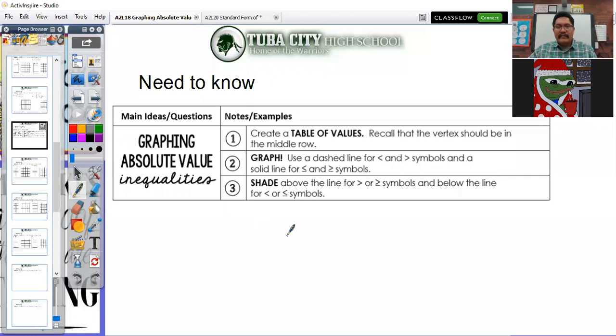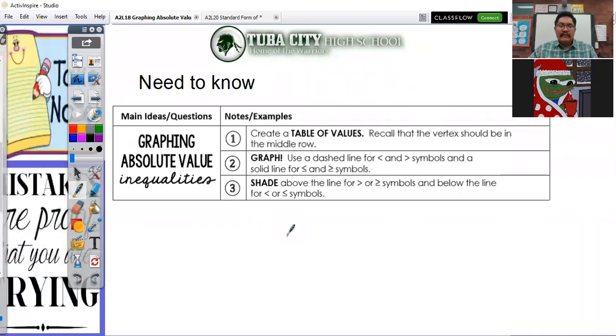I'm going to come on down here. So what you need to know is basically the exact same thing we did earlier. We're going to create the table of values, and we want to make sure that we put the vertex in the middle row. And then pick a few numbers above and below that, fill in the table, and then use those points to plot the points on the graph.